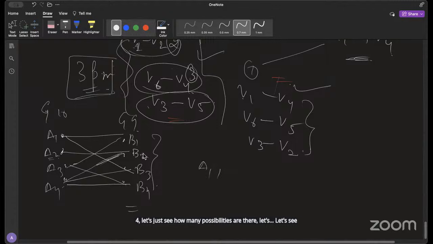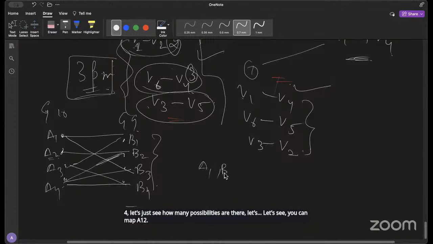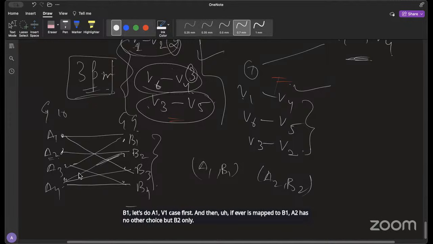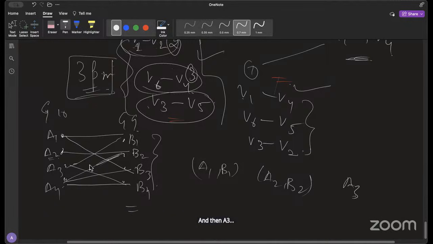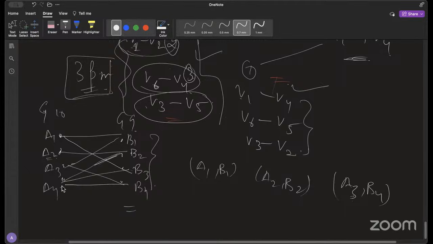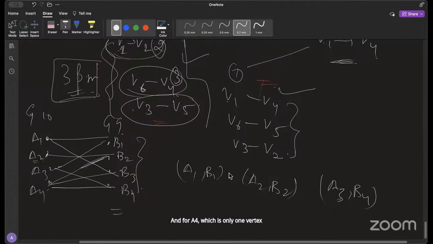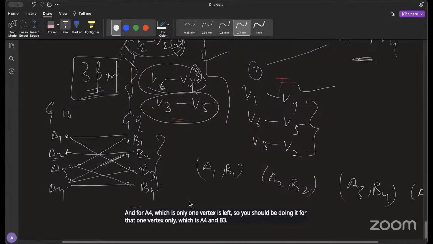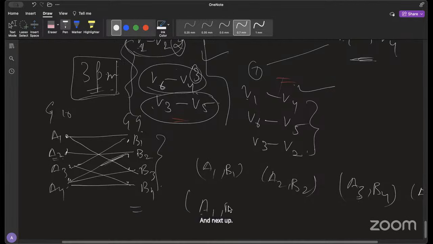Let's see. You can map A1 to B1. Let's do the A1, B1 case first. If A1 is mapped to B1, A2 has no other choice but B2. And then A3 has two choices here, but B1 is already taken, so you should only be taking B4. And for A4, because only one vertex is left, you should be doing it for that one vertex only, which is A4 and B3. Then next up, you can take A1 and B4. If you take A1, B4 this time, A2, B2 is already fixed. A2 does not have any other choice.